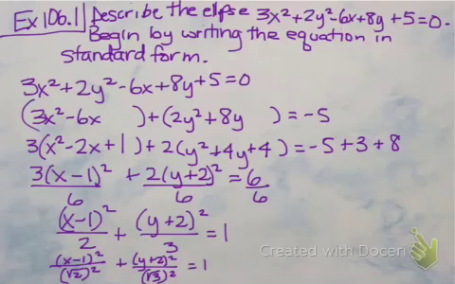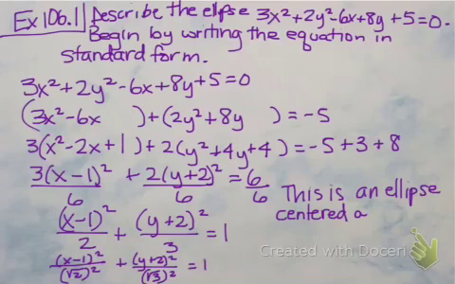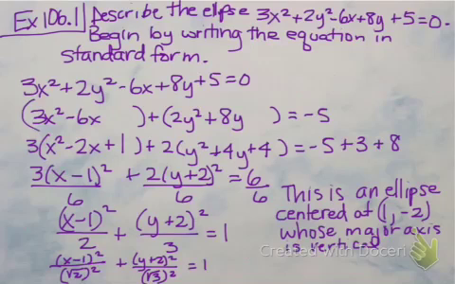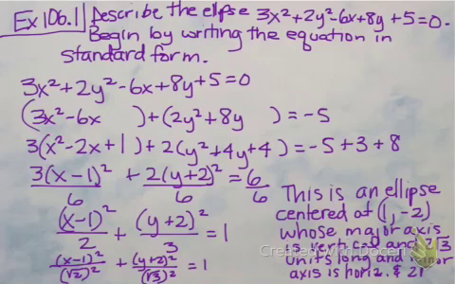Now we use this information to describe the ellipse. So this is an ellipse that's centered at (1, negative 2). The major axis is vertical, and it's 2 square roots of 3 units long, and the minor axis is horizontal, 2 square roots of 2 units long.